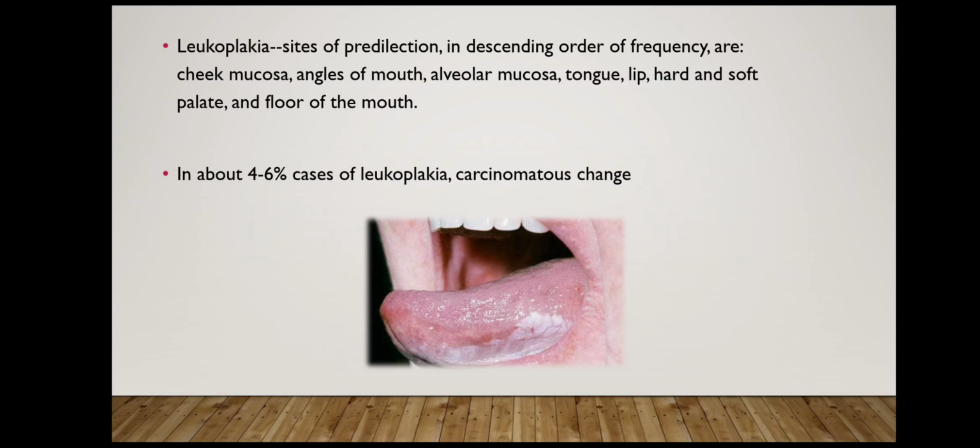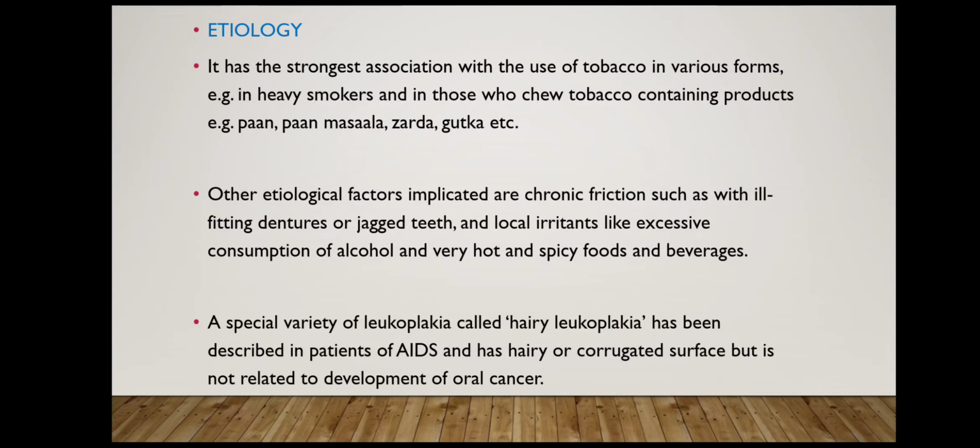Leukoplakia: the sites of predilection in the descending order of frequency are cheek mucosa, angle of the mouth, alveolar mucosa, tongue, lip, hard and soft palate, and floor of the mouth. In about 4 to 6% of cases of leukoplakia, carcinomatous change can occur. It has the strongest association with the use of tobacco in various forms, like in heavy smokers and in those who chew tobacco containing products like pan masala, zarda, and gutkha.